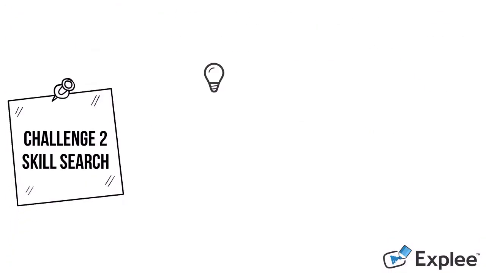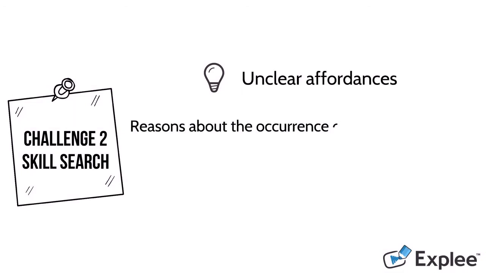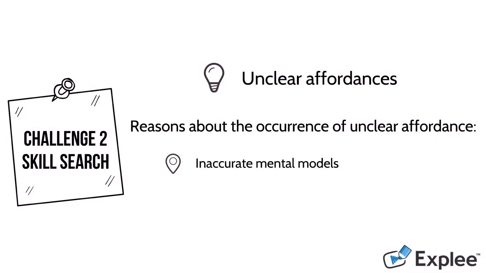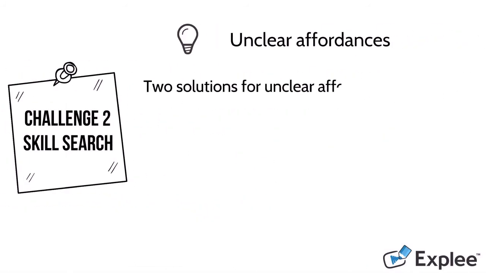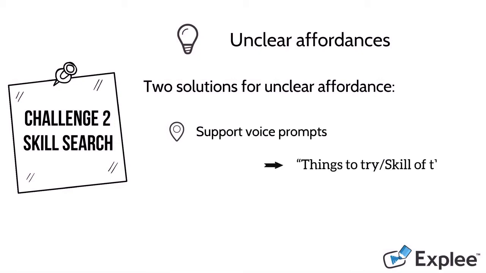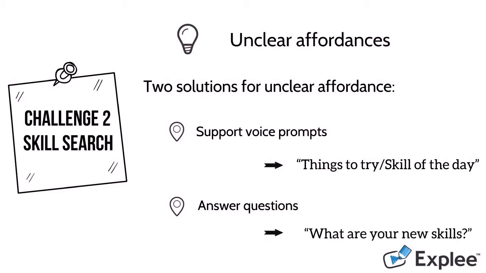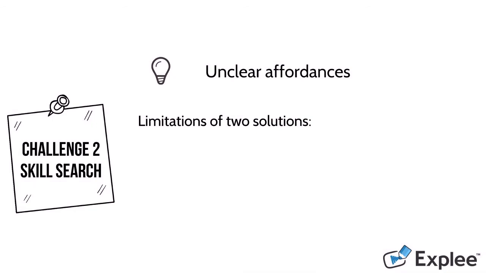There are two reasons for the occurrence of unclear affordances. One reason is an inaccurate mental model, which means that the user's thought process about how to use skills is inaccurate. Another reason is the sparse or incorrect use of technology. Two solutions are currently used. One is supporting voice prompts, such as things to try or skills of the day. Another is answering questions, for example, what are your new skills? However, both are inefficient for accessing new skills.